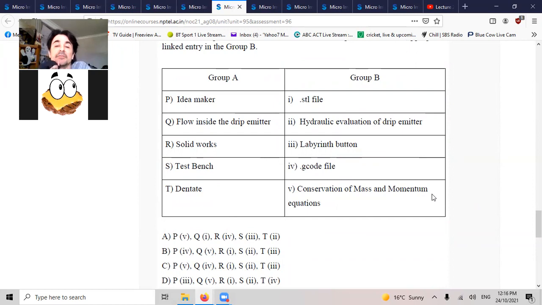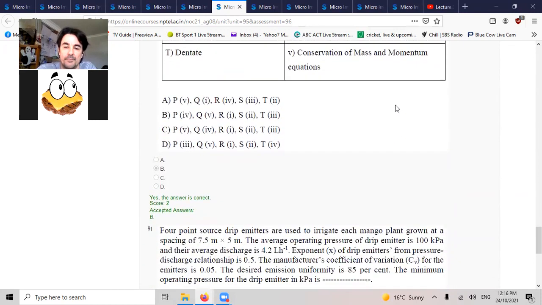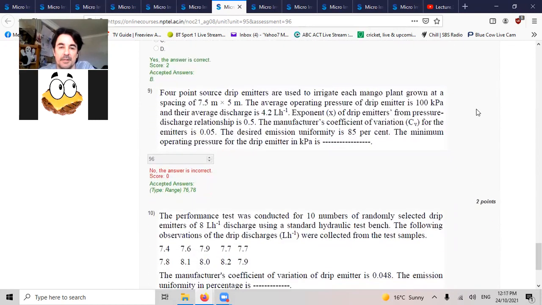Idea maker. Well, I remember this is because it's a G code. Yeah, G. So P4. B. Mathematics.